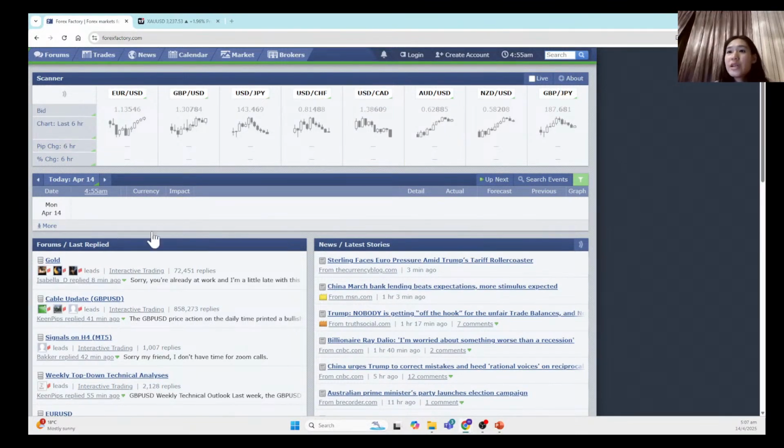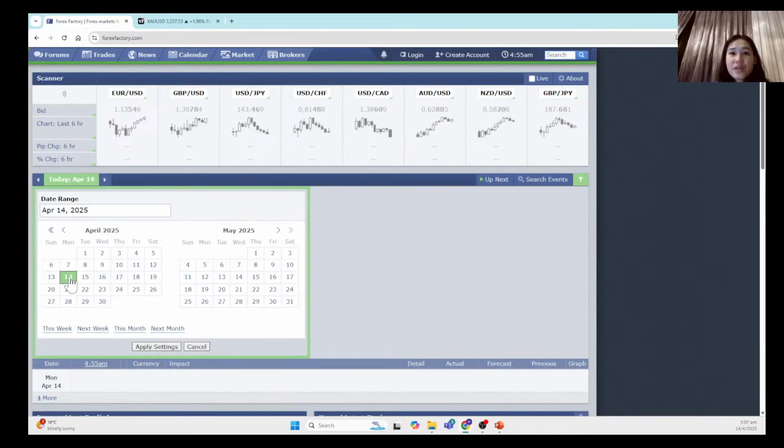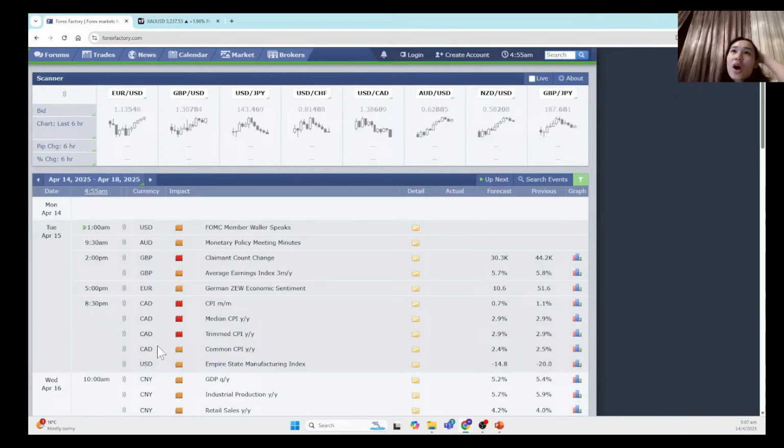So I'll just quickly run through the events for this coming week. This is just our economic calendar for this coming week. And this is on forexfactory.com, but of course there are many economic calendars out there on the market that you can use.